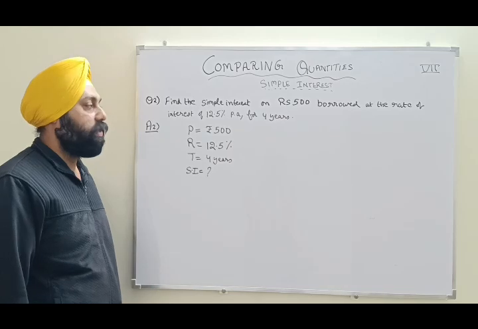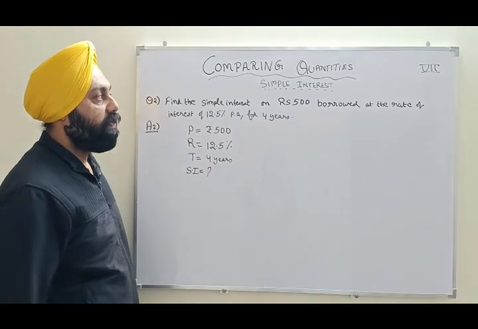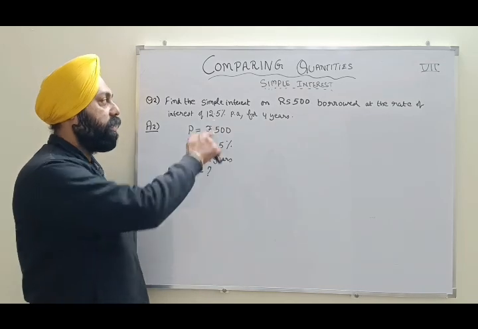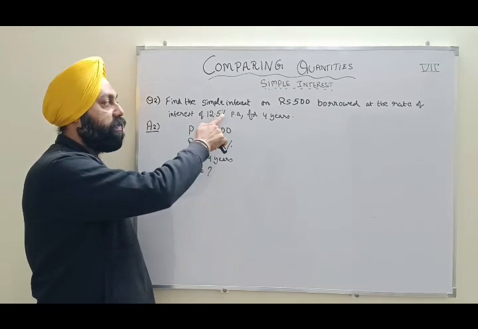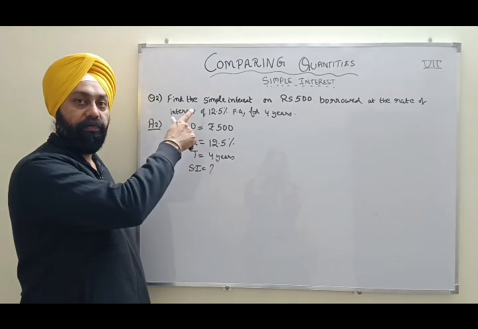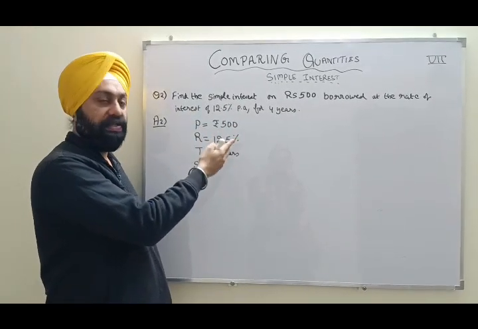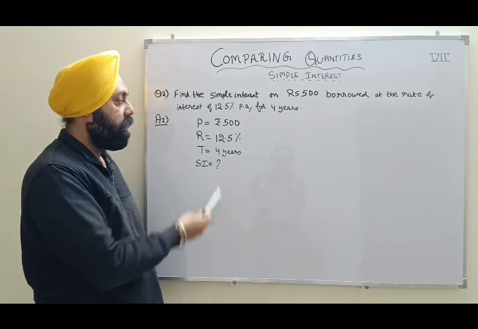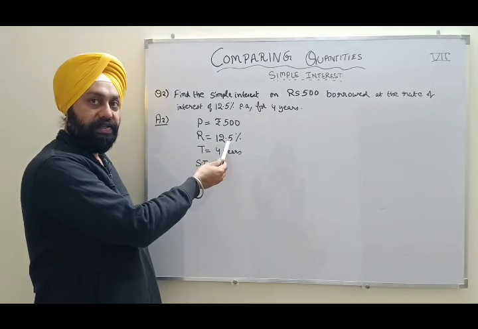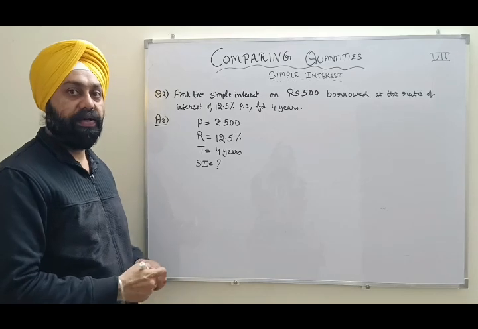So the next question is, again, we have to find the simple interest on rupees 500 that were borrowed at the rate of interest of 12.5% per annum for 4 years. So here, first of all, we will write what is given. Principal, the money that we have borrowed, is rupees 500. Rate of interest is in decimals, that is 12.5%. Time is 4 years, and we have to find the simple interest.